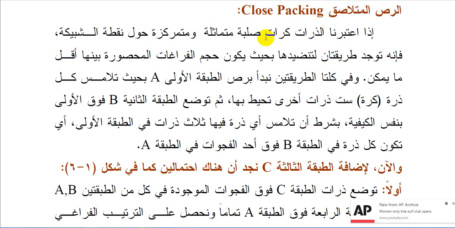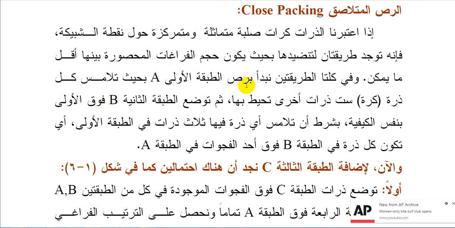So if we take the atoms as solid identical spheres centered about the lattice points, there are actually two ways for the epitaxy, meaning the stacking of the atoms, so that the size of the packed vacancies will be as small as possible.